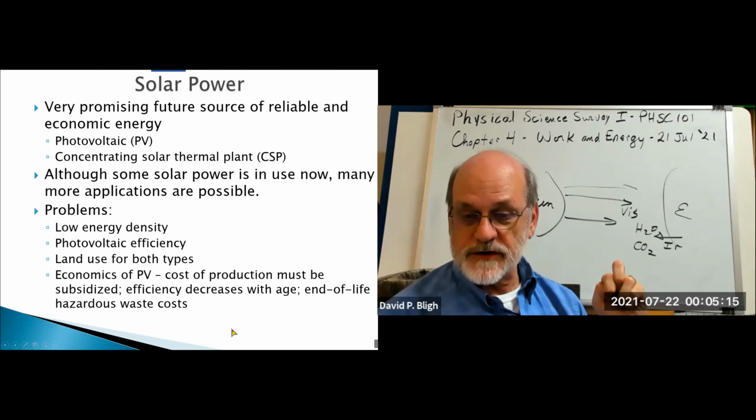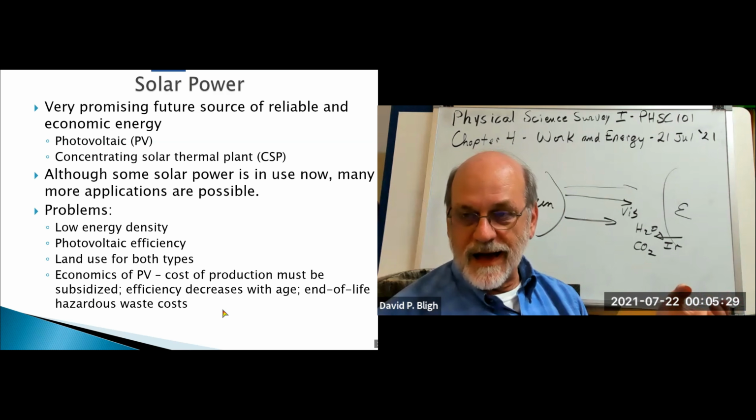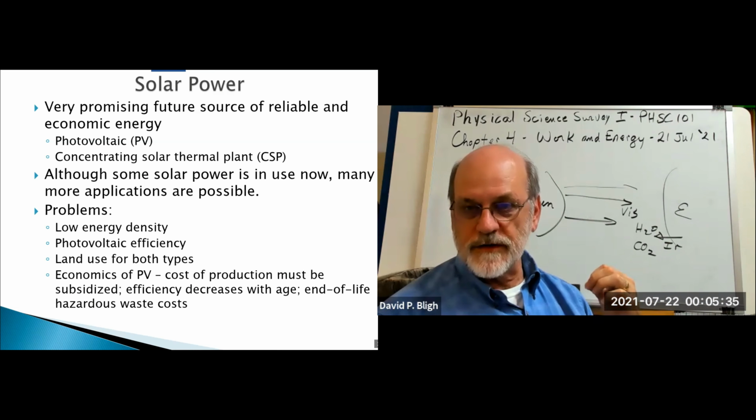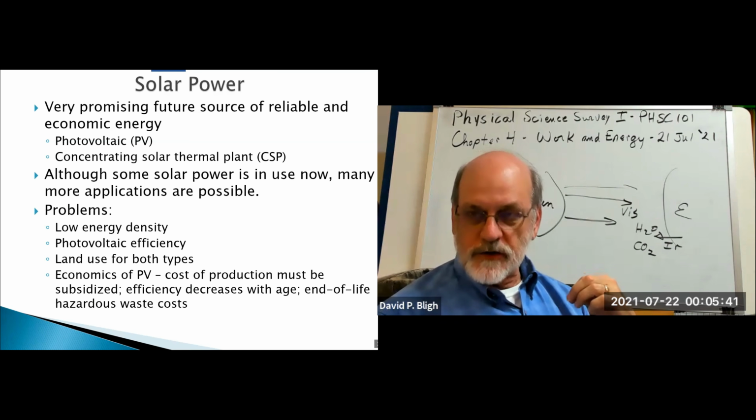And since their efficiency decreases with age, once you've amortized the cost of the production of the plant, eventually you've got to retire it anyway. And the photovoltaics in particular have very high end-of-life hazardous waste costs because they're produced with heavy metals, and heavy metals are a known pollutant. So you've got to do something with the waste.